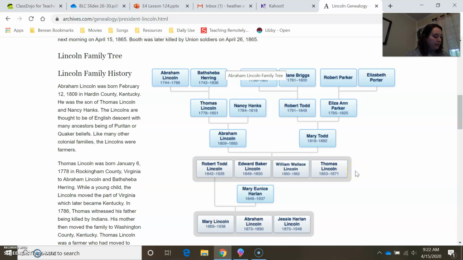How old was Edward Baker Lincoln when he died? Well, here's Edward Baker Lincoln, born in 1846. He died in 1850. So he only lived to be 4 years old. And how old was Abraham Lincoln when he died? He was born in 1809 and he died in 1865. So we're going to see what's the difference between 65 and 9. And we're going to see that he lived to be 56 years old. 56 years old.